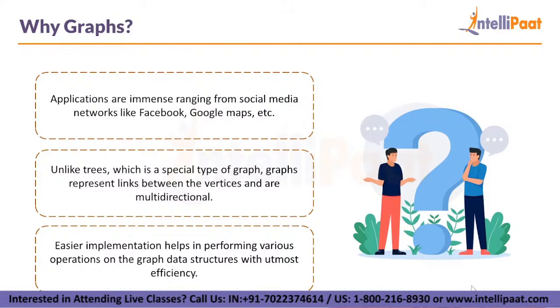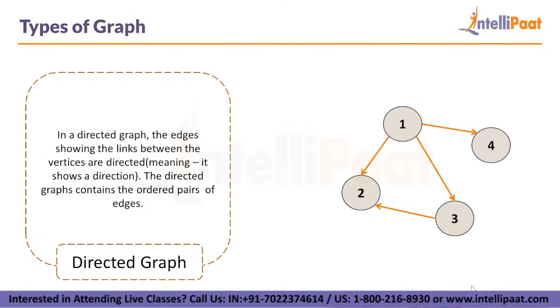And now that we have a basic idea of what graphs are and how we use them, let's take a look at a few categories of graphs that we have. So the graphs can be categorized mainly into 3 types. First is the directed graphs. The directed graphs basically show a direction in the edges or the links between the nodes. Like you can see the direction of each of these edges we have shown in this particular diagram. Basically what's happening is edges are showing the links between the vertices, and they're directed either in the forward direction or in the back direction, and the directed graph contains the ordered pairs of edges. So this is all about the directed graphs.